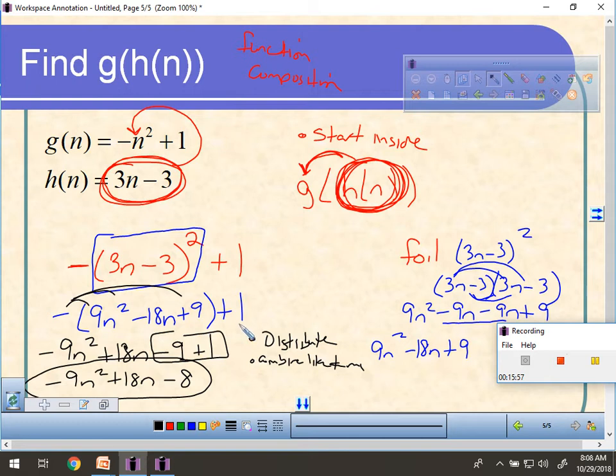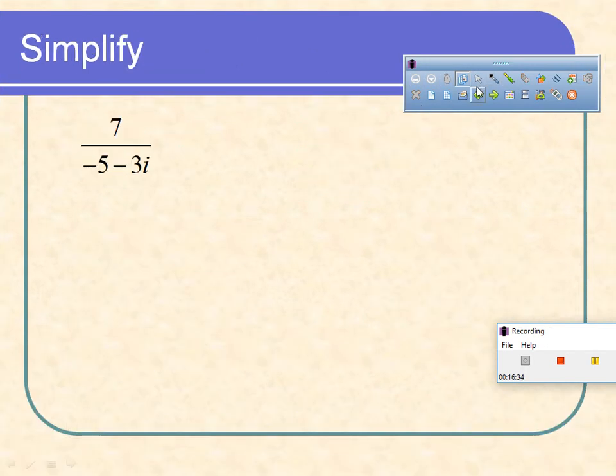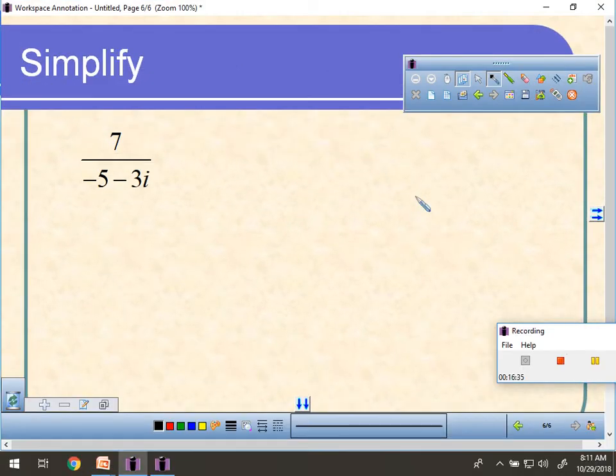All right, for the next one, I think I saw it was complex numbers. So for test 1, complex numbers, I had this type of problem. I've got 7 over negative 5 minus 3i, and it wants you to simplify this. This is dividing complex numbers.